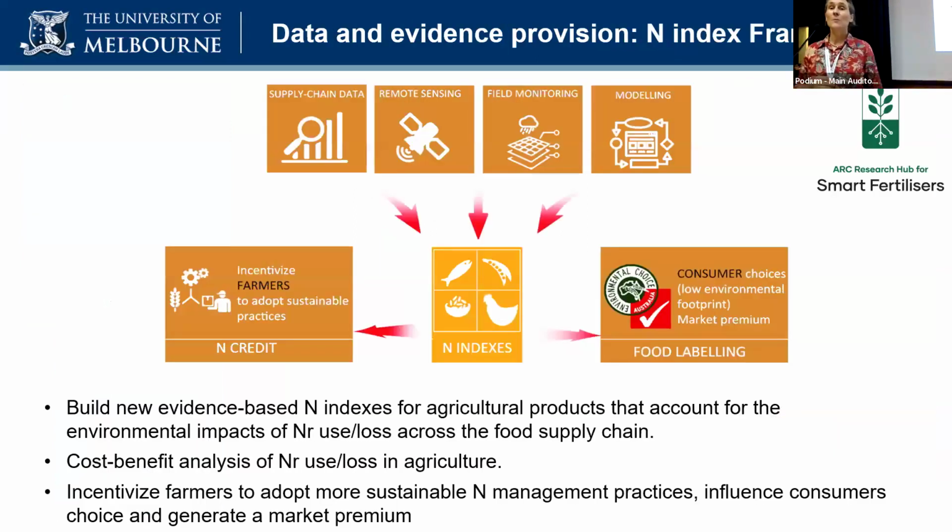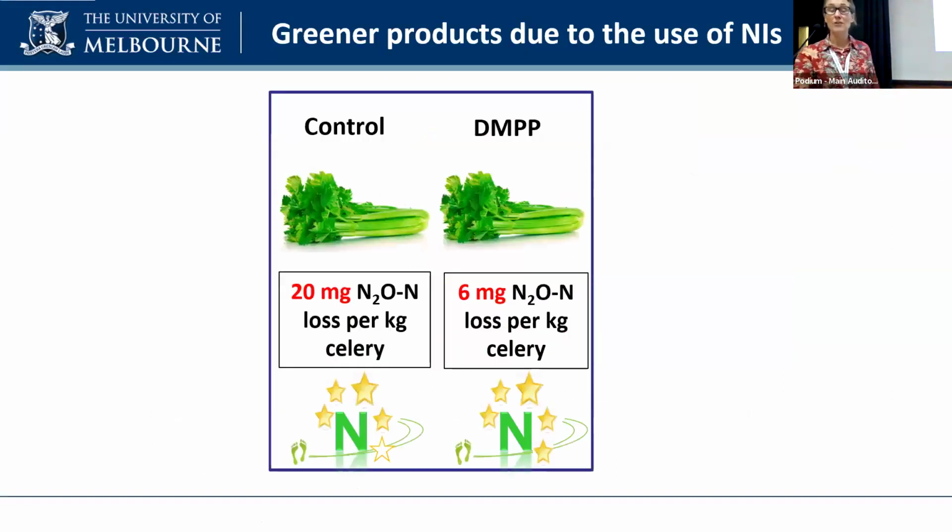Okay, so we want to develop this nitrogen index framework. I'll have to put my glasses on because I can't read all this, sorry. So looking at the supply chain data, remote sensing, field monitoring and modelling, and using the information that's collected from production systems to develop a nitrogen index for different types of food. And then this can be used to provide a credit to farmers so that they are incentivised to work this way. There's a benefit for them. And it provides a way of labelling products so that consumers can then make a decision as to whether they want to do that, and farmers should be able to sell that at a market premium. So we're working on building these new evidence-based indexes.